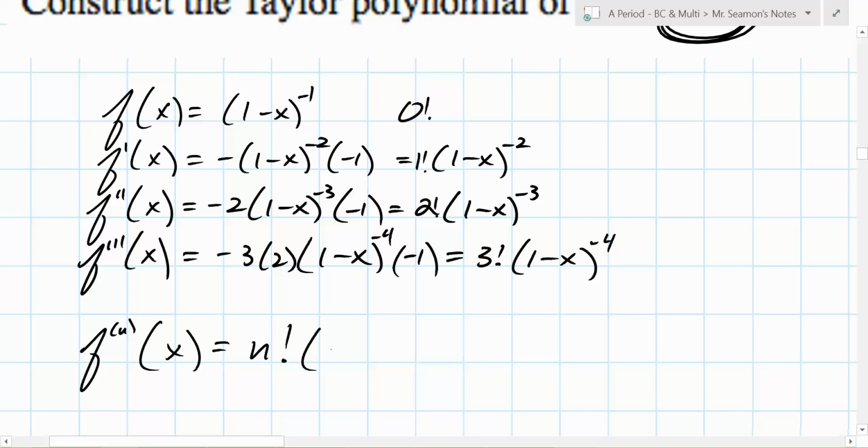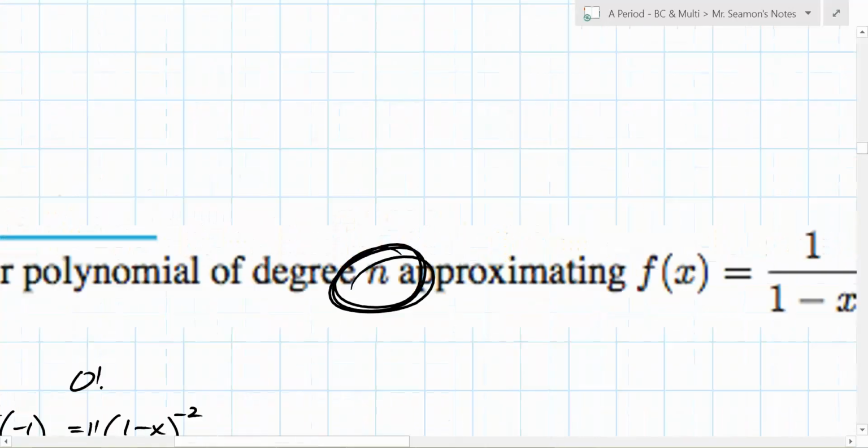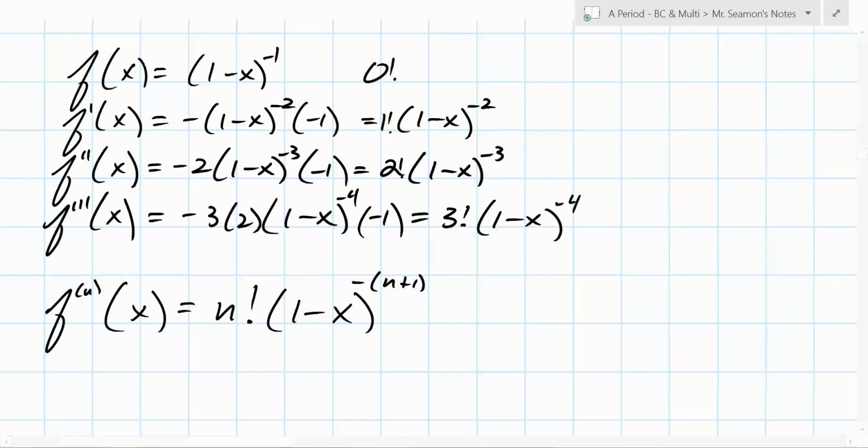What's it going to be? n factorial times (-1) to the n plus 1. Right. Hey, we have the general term now. Okay, we're constructing the Taylor polynomial around 0, right? So what do we plug into each of these? We plug in 0. And look what happens.